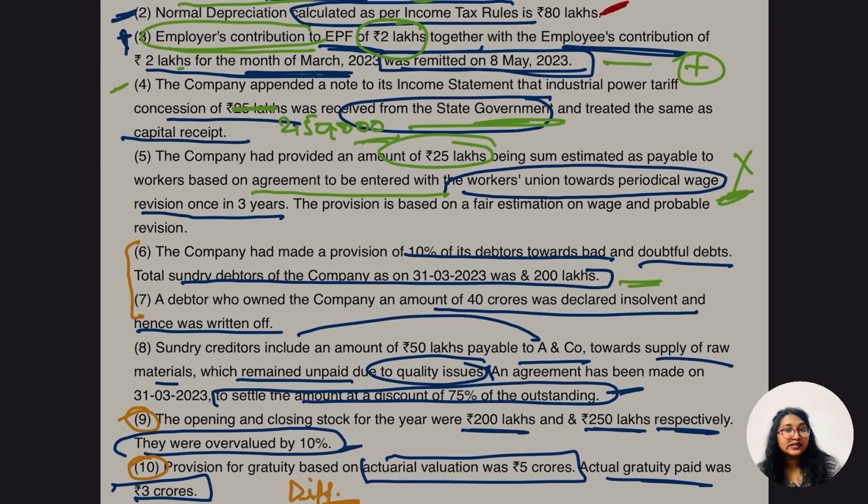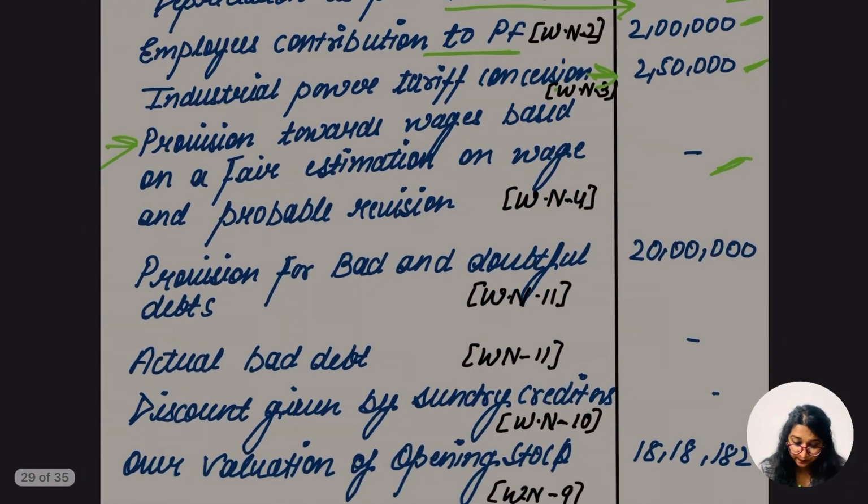I am going to read the 7th point also because somehow it is connected to this. A debtor who owed the company an amount of 40 crore was declared insolvent and hence was written off. So we are going for 2 points. Okay, so let's go for the first. Provision for the bad and doubtful debt is going to be 20 lakh. How are they going to take this?